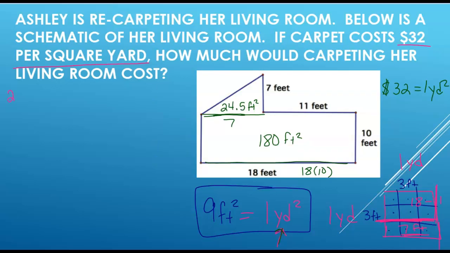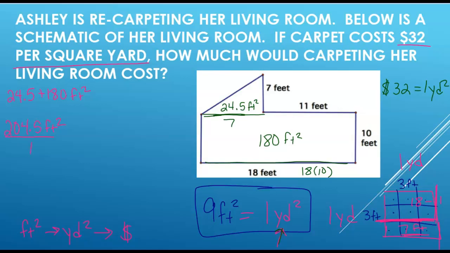Our total square footage is 24.5 square feet plus 180 square feet, and that is 204.5 square feet. So we need to figure out how many square yards that is, and then I can figure out how much money that is.